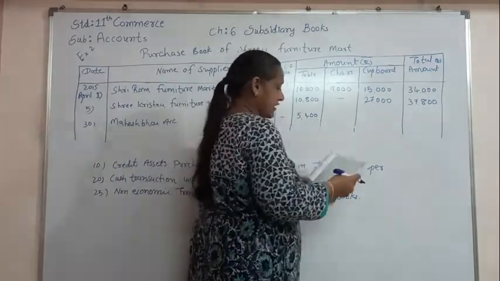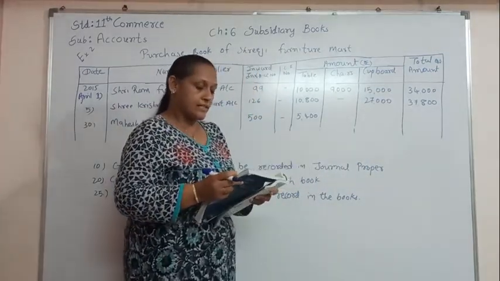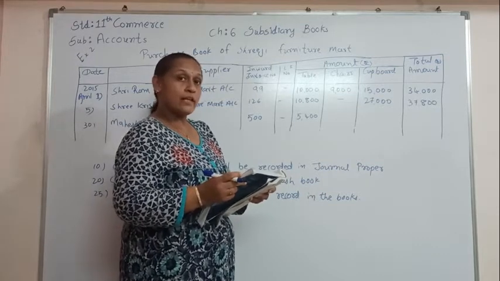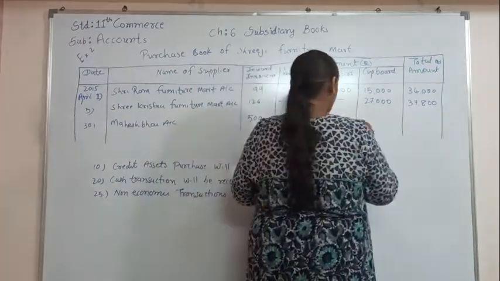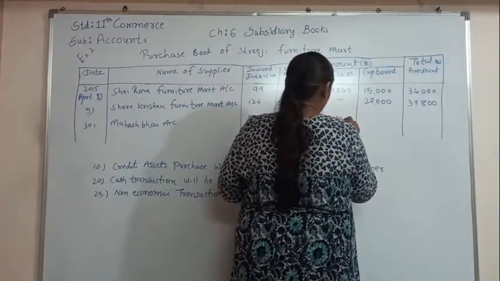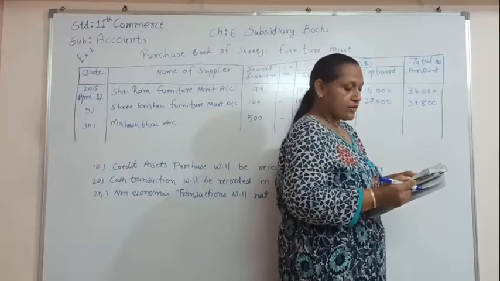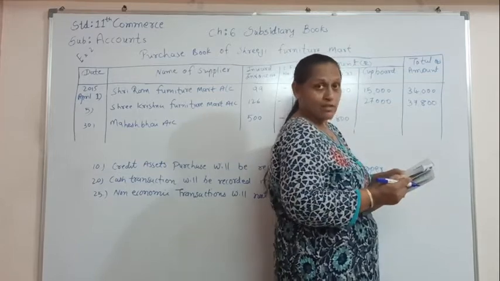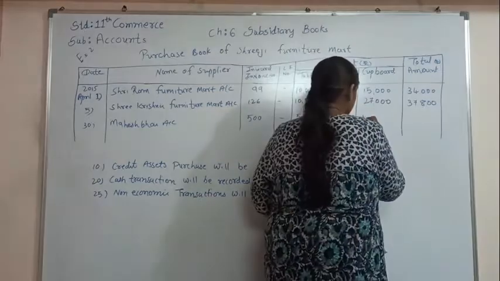After that, the next is 20 pieces of chair at 600. So that will be 12,000. From 12,000 we are going to deduct 1,200. So that will be 10,800. And last will be 8 cupboards at rupees 2,500. So that will be 20,000. From 20,000 we are going to deduct 2,000. So it will be 18,000.